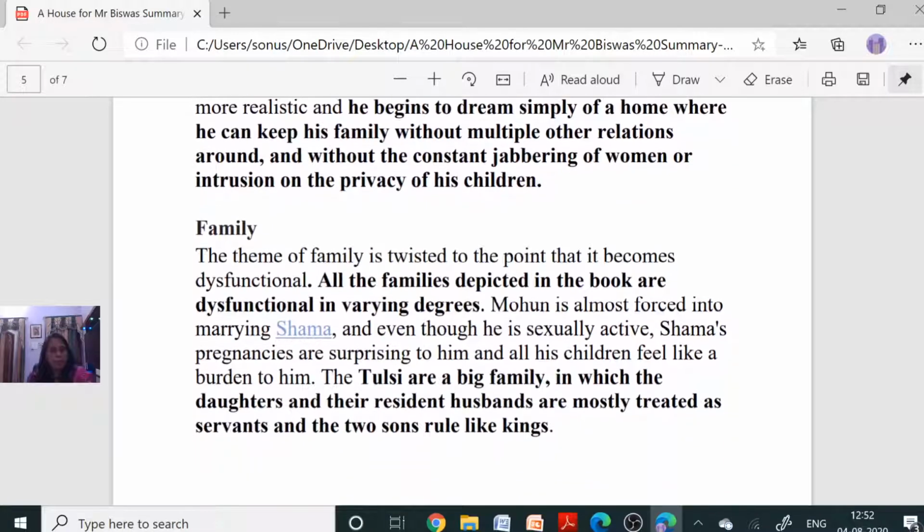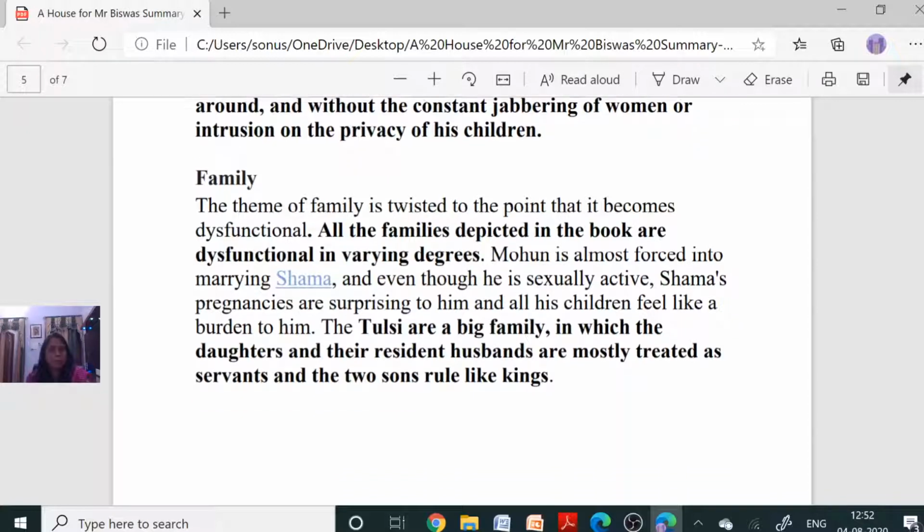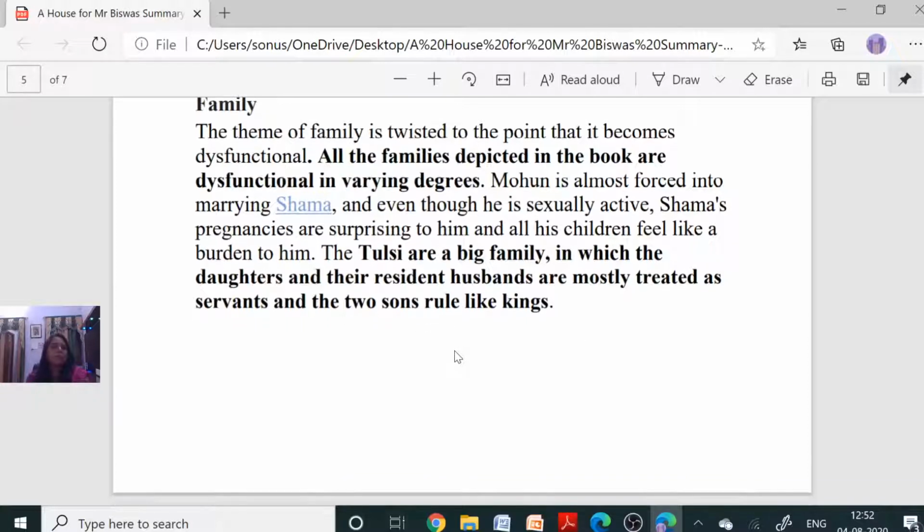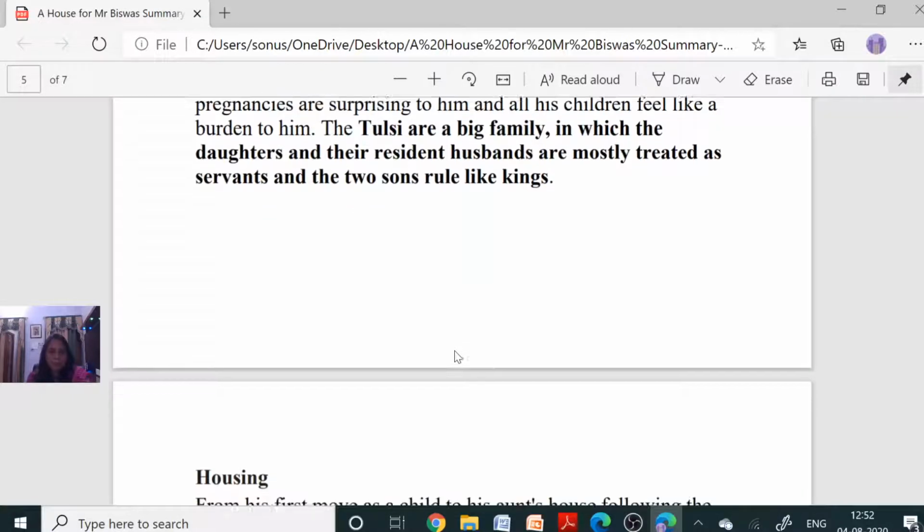Then there is the theme of family, where all the families depicted in the book are dysfunctional in varying degrees. The main example is the Tulsi family, which is a big family in which the daughters and their resident husbands are mostly treated as servants, and the two sons rule like kings. So somehow you are also able to see how family as an institution works for them.